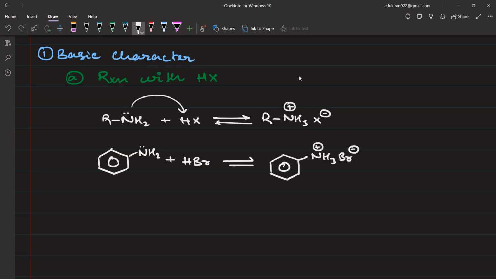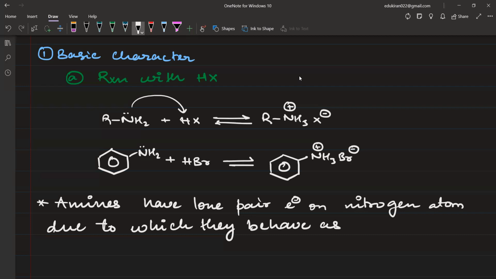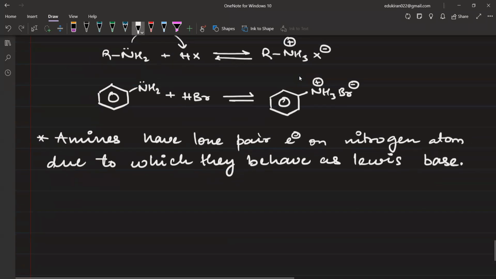Now, amines have basic nature. Why? Because they can abstract hydrogen. Why can they abstract hydrogen? Because they have a lone pair of electrons. That means all the basic nature of amines is because of the electron density on the nitrogen atom as a result of the lone pair. Okay, so please write: amines have lone pair electron on nitrogen atom, due to which they behave as Lewis base, not acid, because of their electron donating power. Now we know why they are acting as Lewis base.